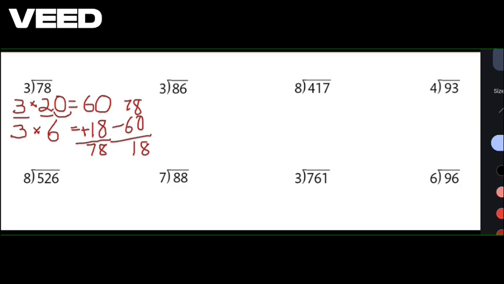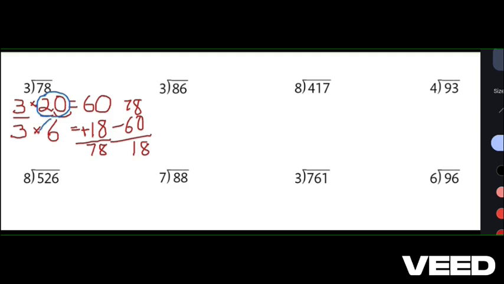And how many 3's did it take us? It took us 20 3's to get to 60 and 6 3's to get to 18, and in total it took us 26 3's to get exactly to 78.